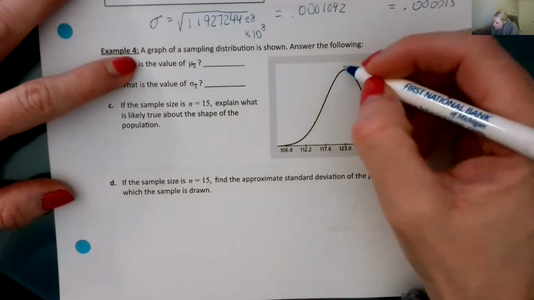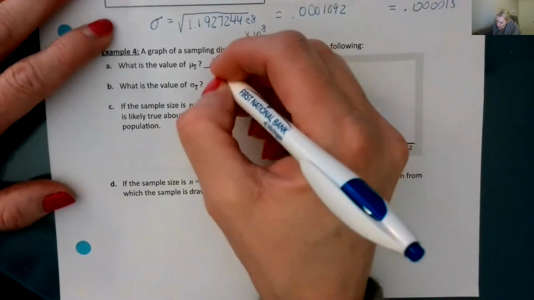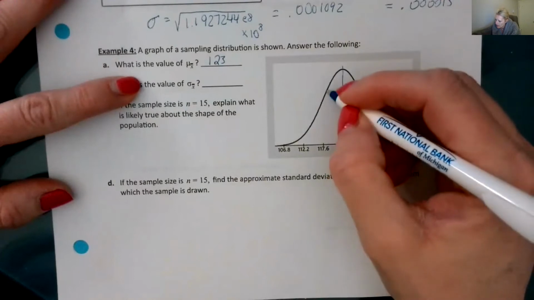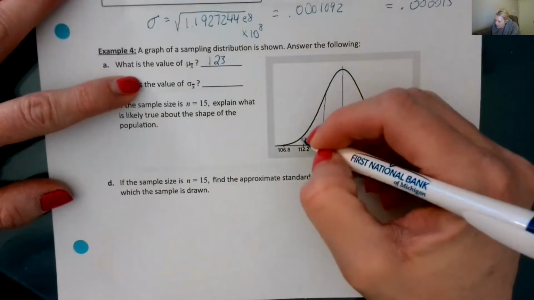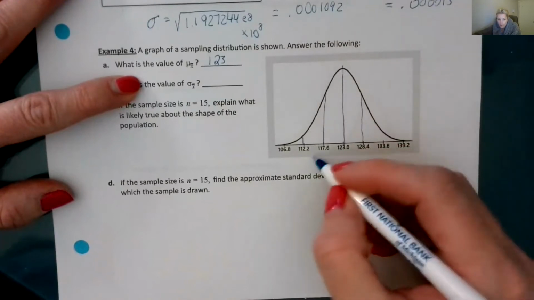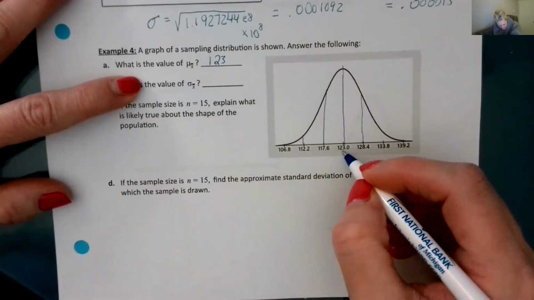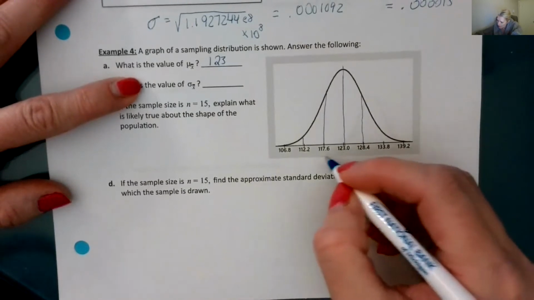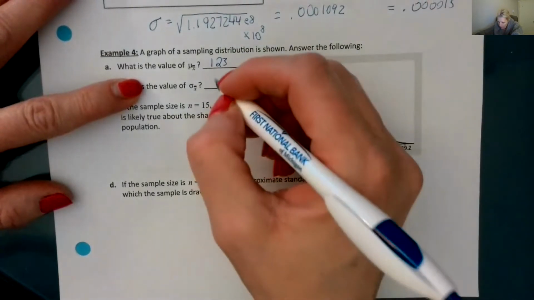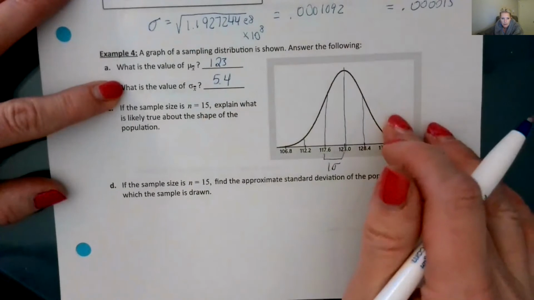So we're going to look at the center here. It looks like the center is about at 123. And then it looks like these are going to be our markings here. So it looks like the standard error is from 117.6 to 123, and so the difference here would be one of the standard errors. So that would be 5.4, because this is the sampling distribution.